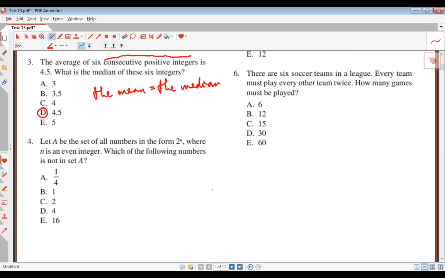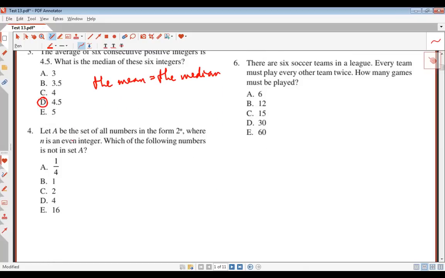Question number 4. Let A be the set of all numbers in the form 2 raised to the power of n, where n is an even integer. Which of the following numbers is not in the set A? I can say that the final result is option C. Option C equals 2 raised to the power 1, and 1 is an odd number.